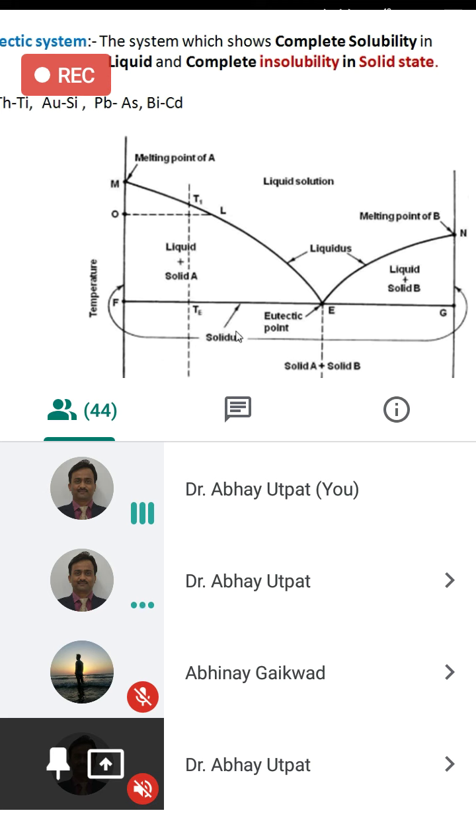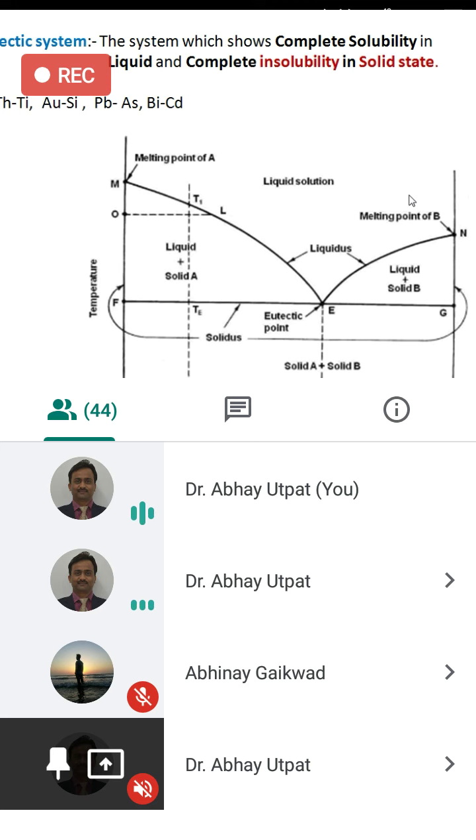So if you see the left hand side, point M is visible? Somebody reply. I am taking the cursor; here the cursor is near point M. What is written? Melting point of A. A element's melting point, and go to the right hand side, melting point of B just below the cursor. Have you seen? Melting point of A and melting point of B are different temperatures.